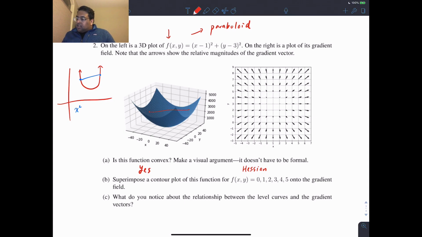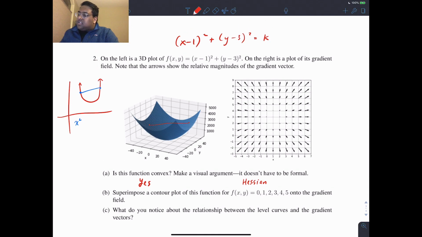Now in part B, we're asked to superimpose a contour plot of this function for f of xy equal to 0, 1, 2, 3, 4, and 5. Looking at this equation, we have (x minus 1) squared plus (y minus 3) squared is equal to k, where k will take on these values 0 through 5. This may look familiar. It's the equation of a circle centered at the point (1, 3), which is what we had before, with radius square root of k.